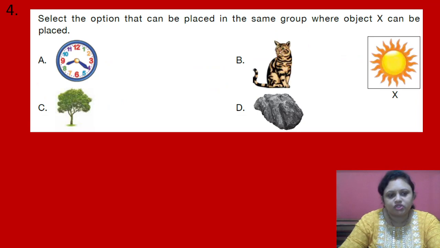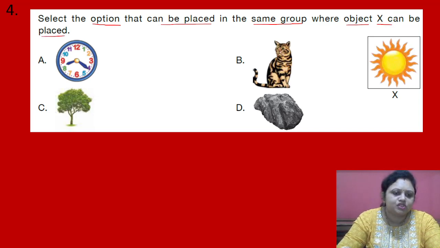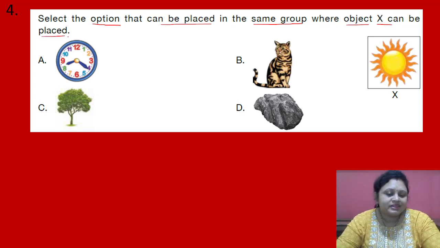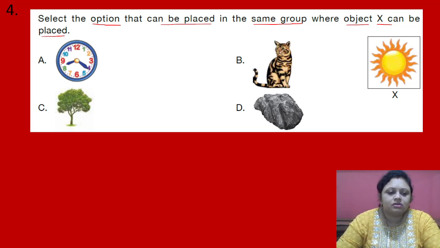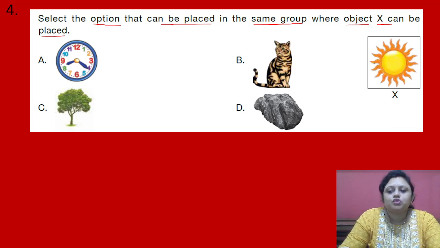Coming to the next question, select the option that can be placed in the same group where object X can be placed. Four options are there. In option A, clock. B, a cat. C, a tree. D, a piece of stone, or we can say a piece of rock. So what is X? X is the sun.